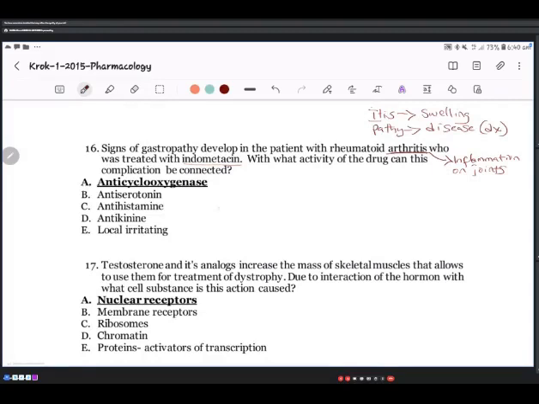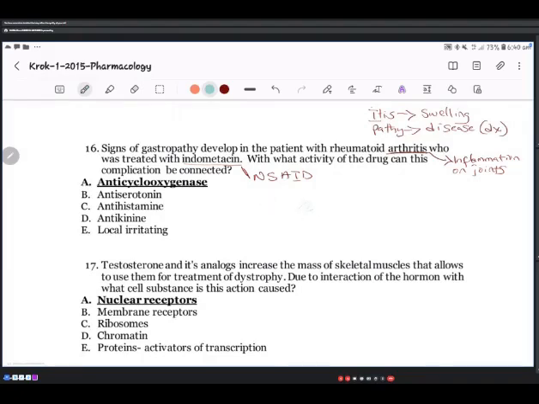So what's treated with indomethacin? Indomethacin is a non-steroidal anti-inflammatory drug. That is what indomethacin is. With what activity of the drug can this complication be connected? Now, NSAIDs, the way they act, they're competitive inhibitors of COX-2.